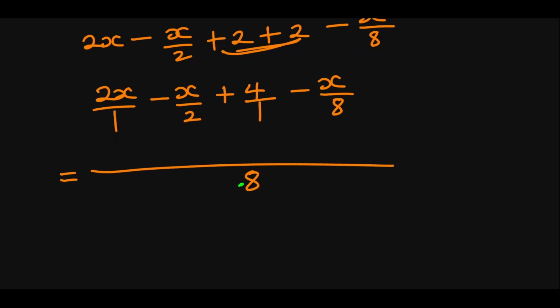So same way, 8 divided by 1 is 8. 8 times 2x is 16x. 8 divided by 2 is 4. 4 times minus x is minus 4x. Then 8 divided by 1 is 8. 8 times 4 is 32 plus 32. Then 8 divided by 8 is 1. 1 times minus x is minus x.